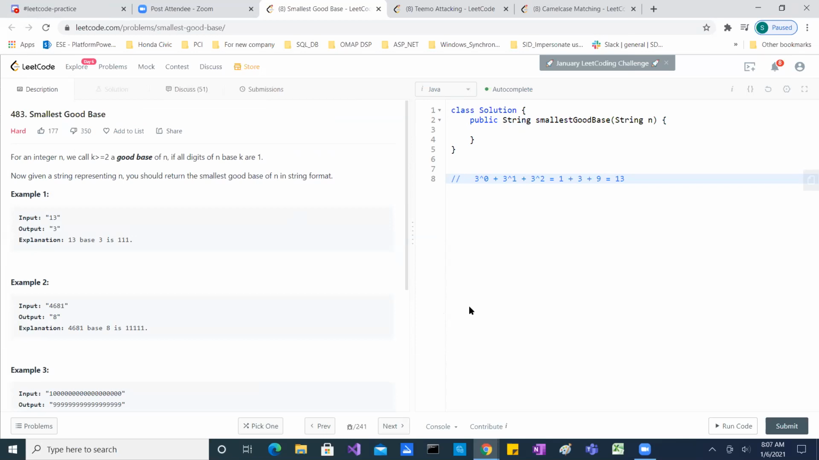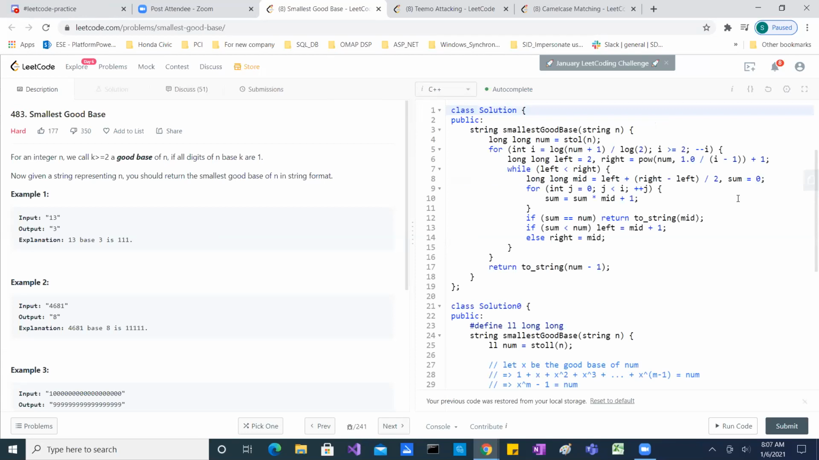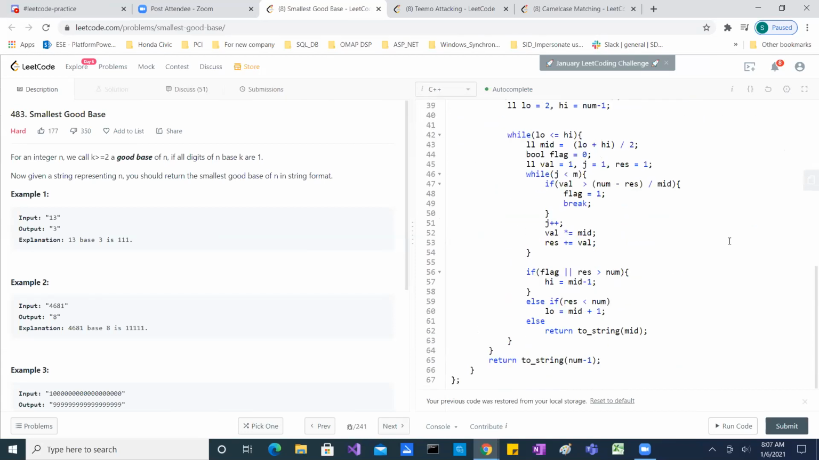So this is what the problem statement is. What do you guys think about any option? I don't think we will have a brute force in this case. Even if we have a solution, that is great. I was trying to form a GP series out of it.